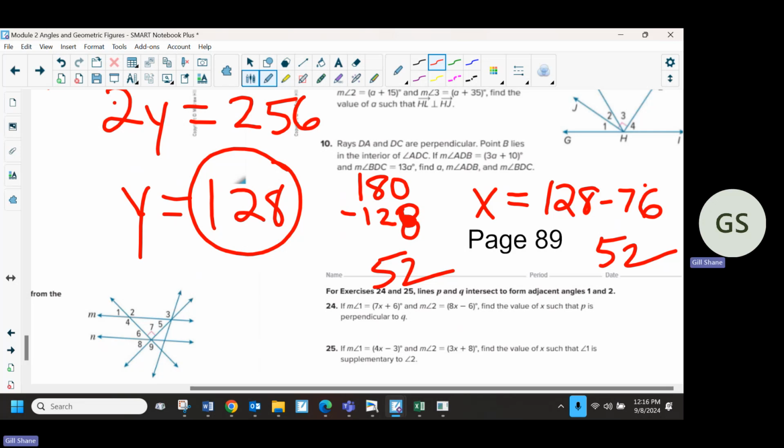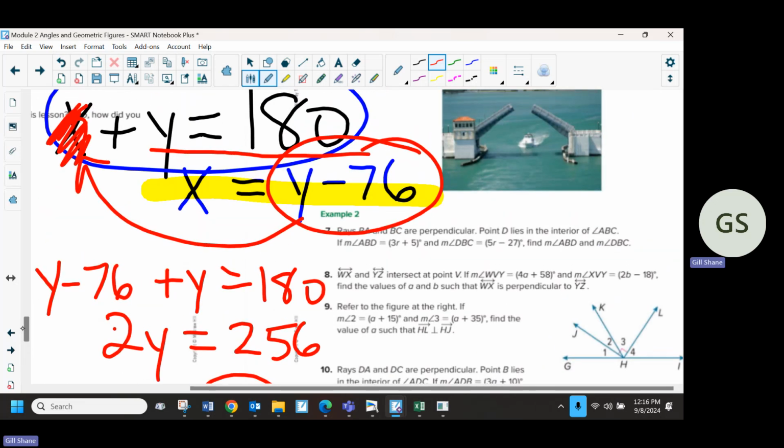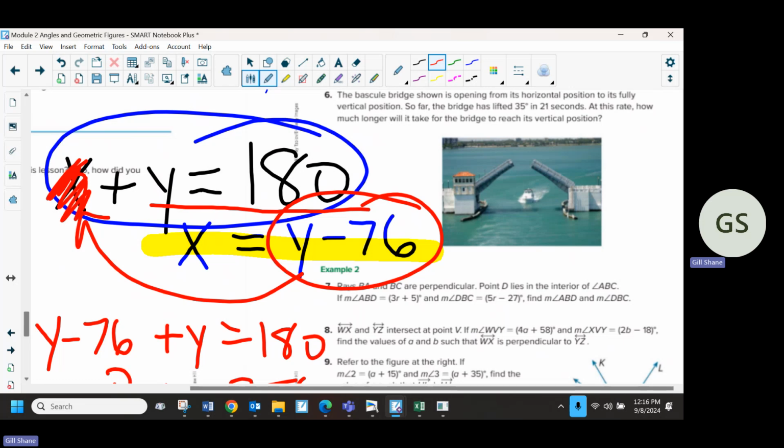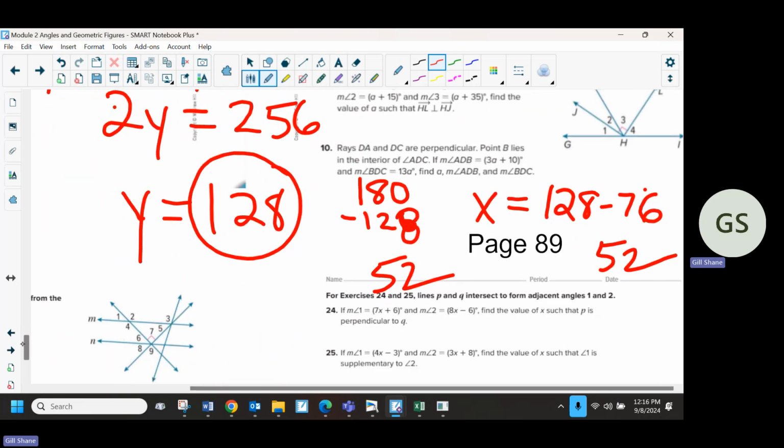So remember, plugging the x in is the tricky part, especially if you don't have x all by itself already, which we do in this problem. Right here, x is already all by itself, so it's easy to substitute. If it's not, then you have to do that process of getting x by itself. You can watch the video that we did on Friday for that. So that's on your quiz.